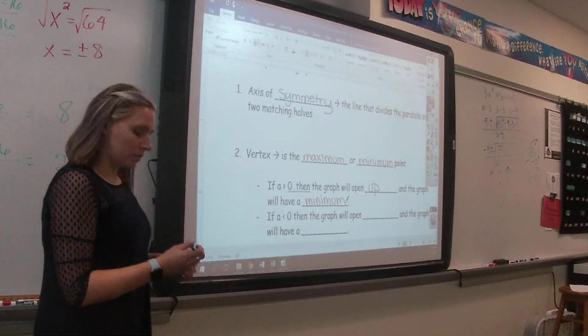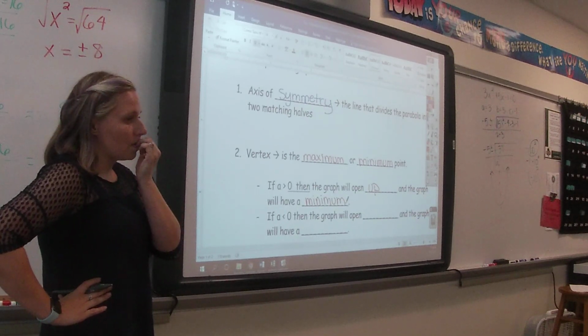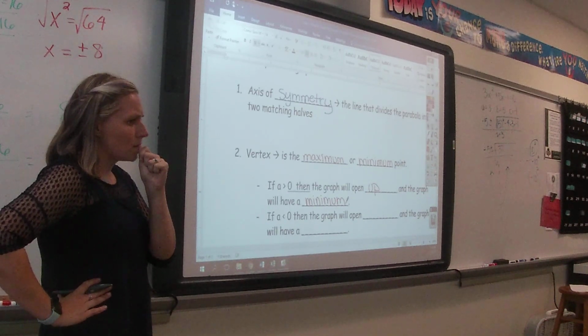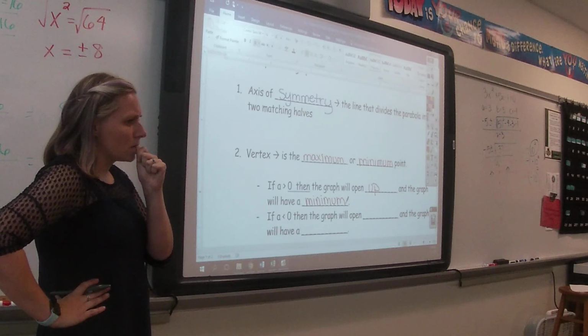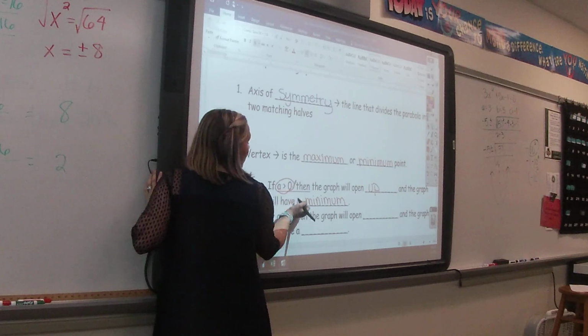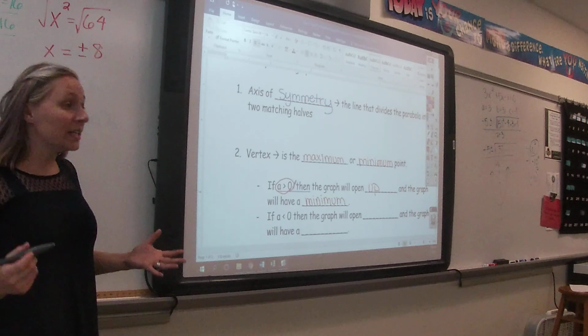So when you're using a graph, which one is the parabola? Is it going down or is it going up? This says if A is greater than 0. What types of numbers are greater than 0? 1, 2, 3. Positive numbers.